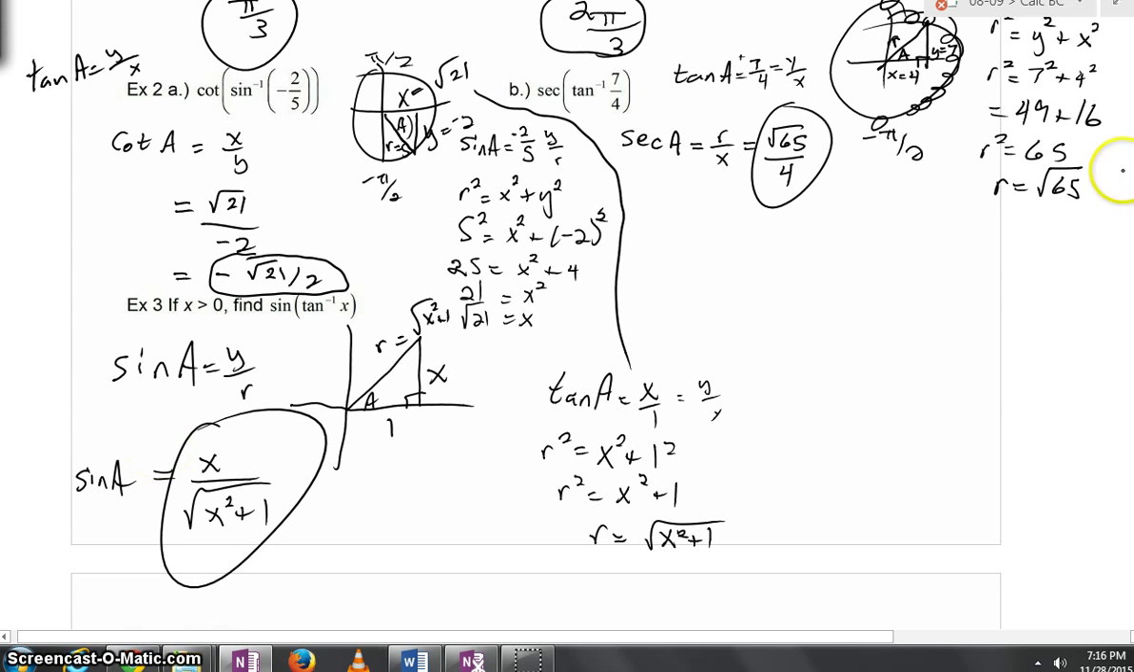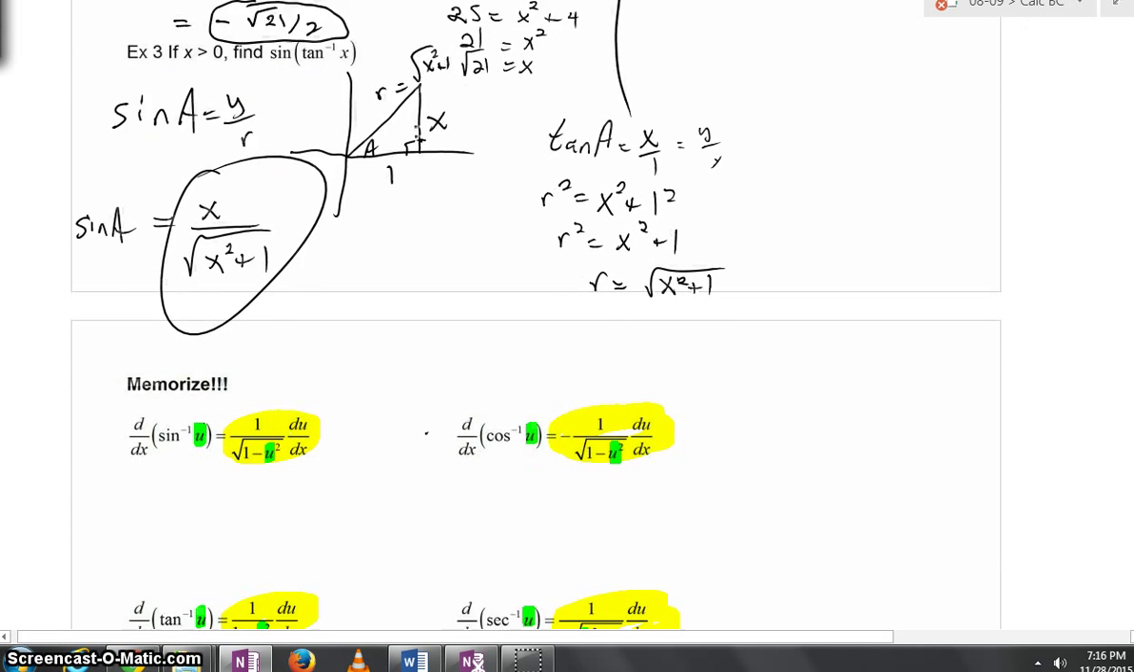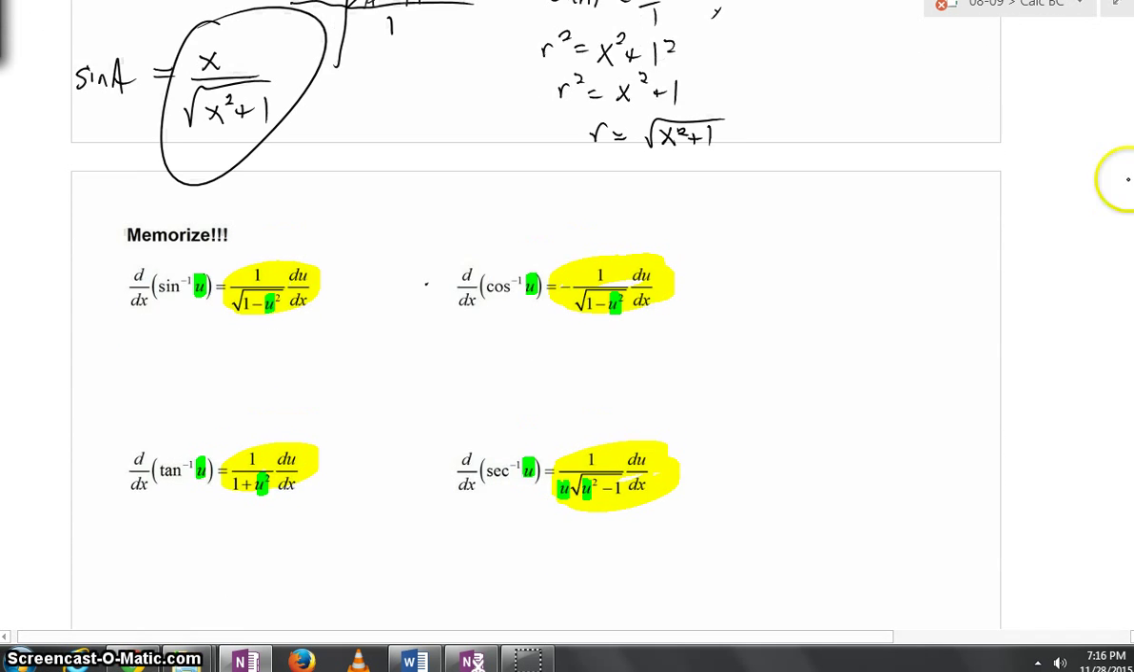Okay, as we move over here, it's very important for us to talk about the derivatives of these inverse trig functions.